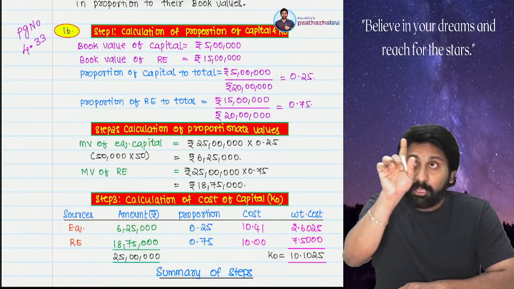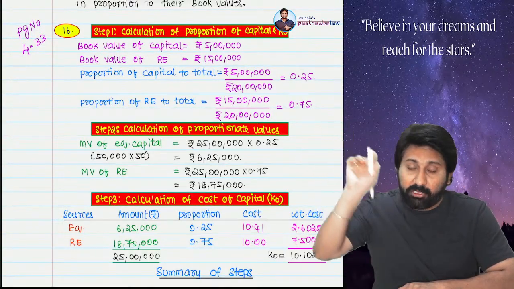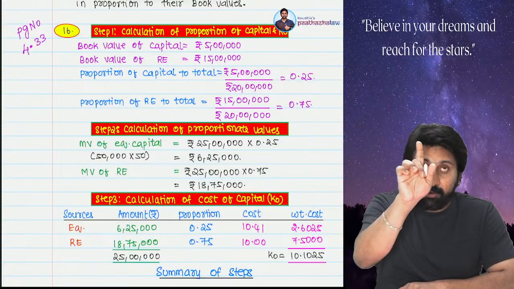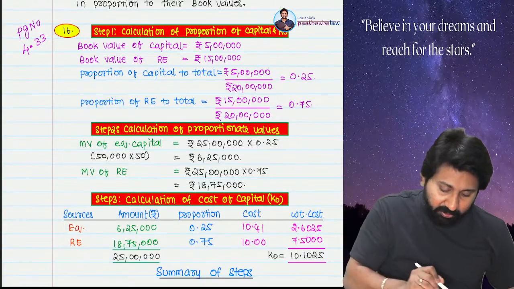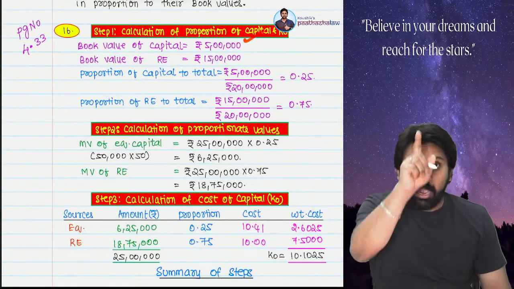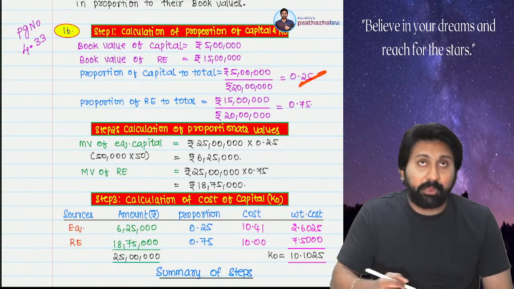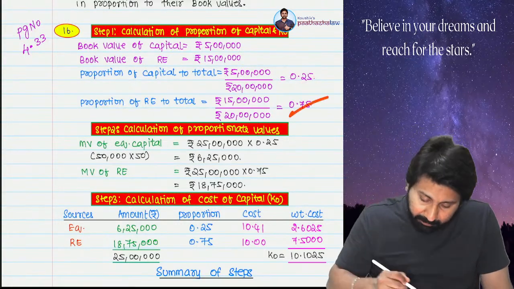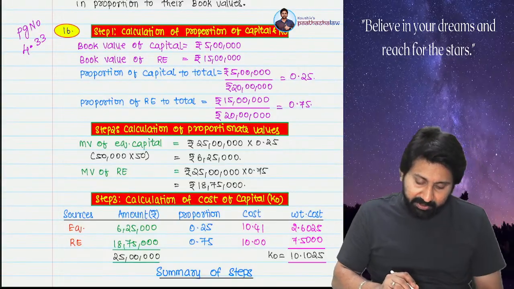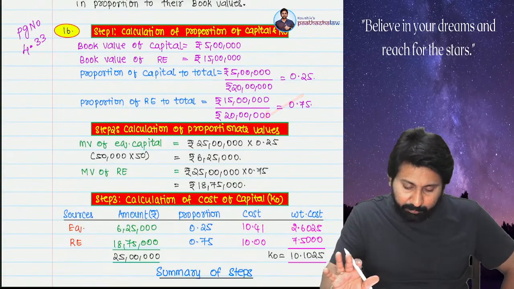Sources, amount, proportion, cost, weighted cost. Correct? Sources: equity, reserves, you have written. Amount 5 lakh, amount 15 lakh. Total 20 lakh. 5 on 20, 0.25. 15 on 20, 0.75. That's it. The answer is over up to here.